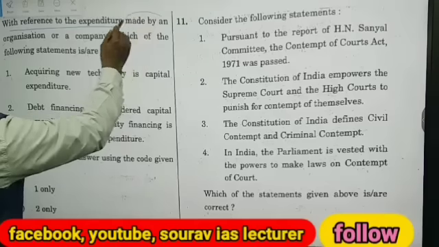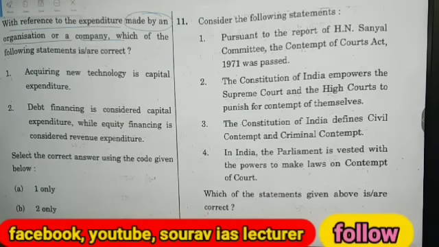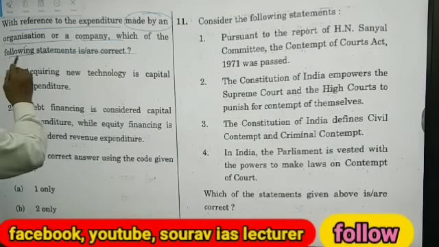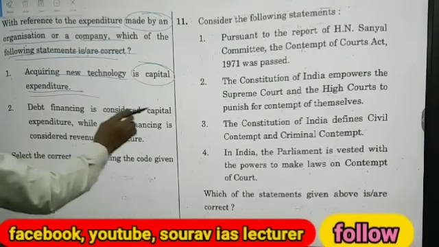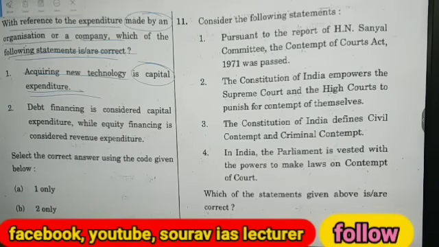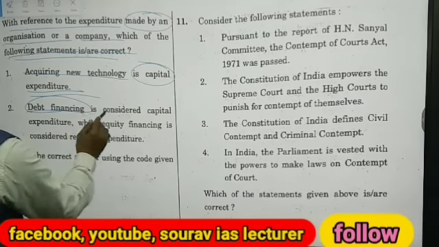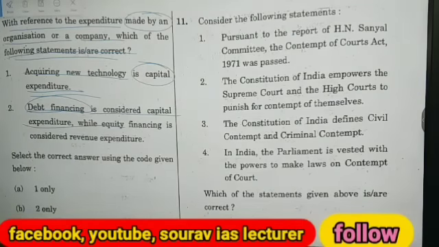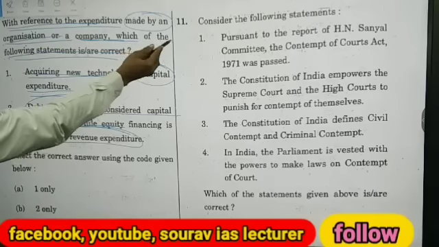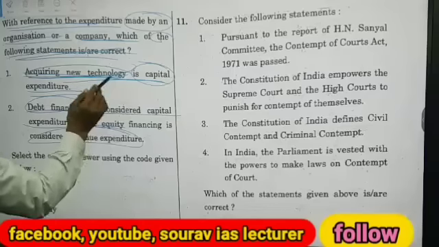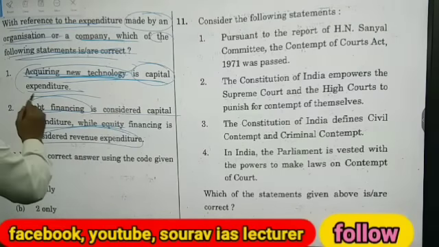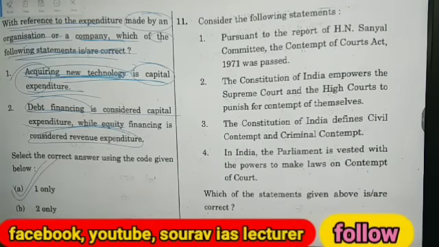With reference to expenditure made by an organization or company, which of the following statements is correct? Acquiring new technology is capital expenditure. Debt financing is considered capital expenditure. Why? Equity financing is considered revenue expenditure. Acquiring new technology is capital expenditure. The correct answer is A.